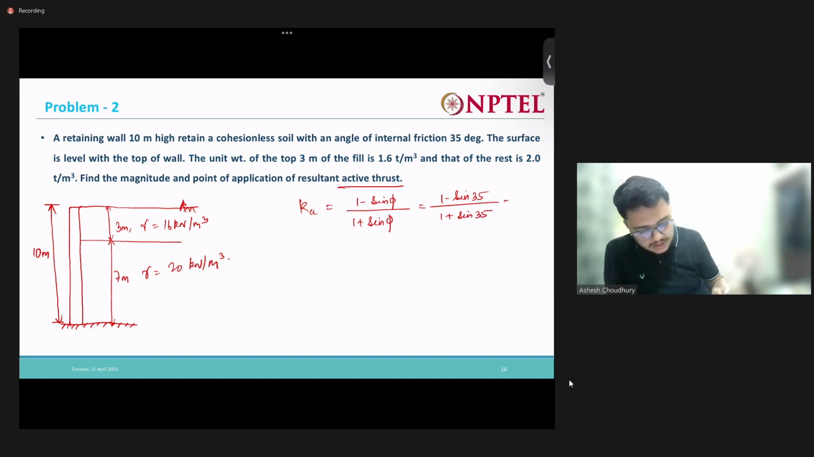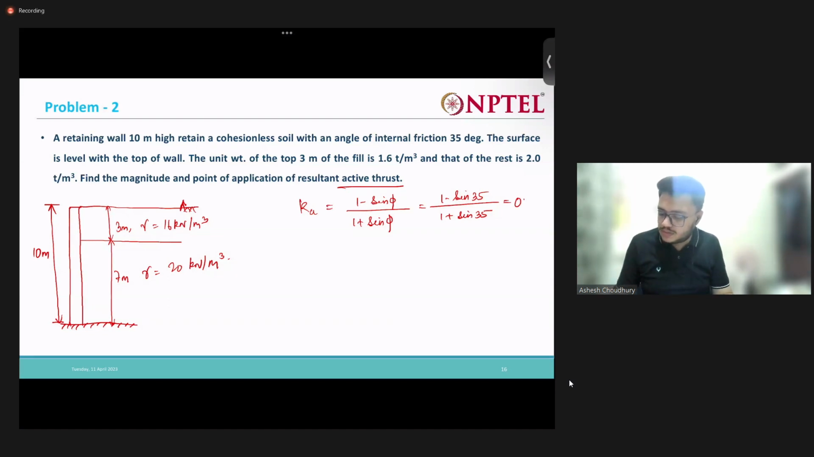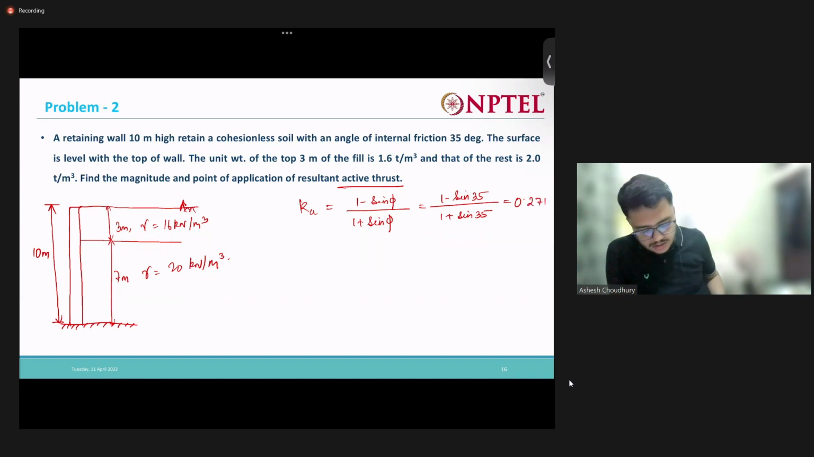Right. So please calculate this one. It will be obviously less than 1.0. 0.27. Okay, so this is the K value.